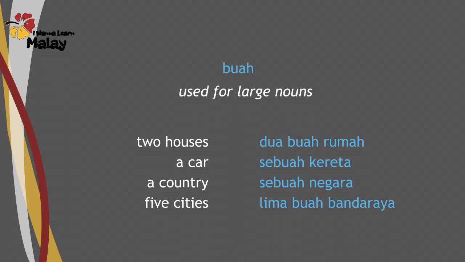For cars, 1 car is sebuah kereta. Or even for larger nouns or objects like a country, sebuah negara. For cities, 5 cities, for example, would be 5 buah bandaraya. So as you can see, penjodoh bilangan would come after the number or the quantity and before the object or the noun.